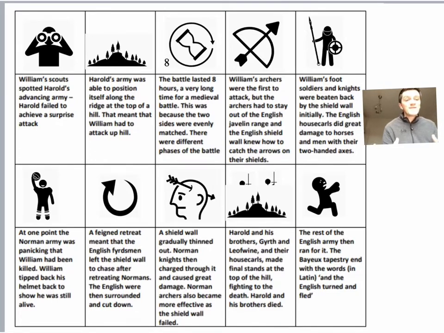Harold, who had been the King of England, is dead. The rest of the English army then ran for it. The Bayeux Tapestry ends with the words in Latin, and the English turned and fled. That is a short sort of synopsis of the war.